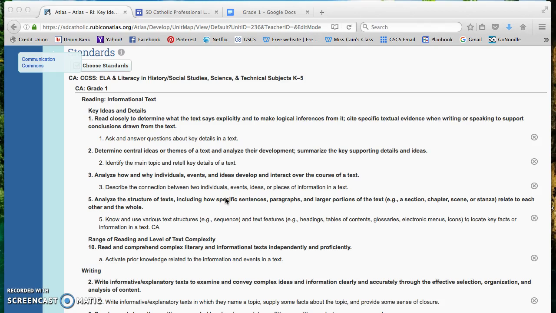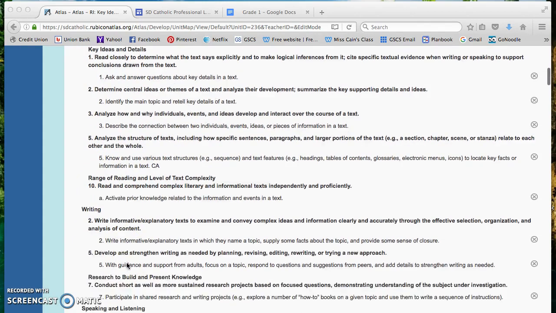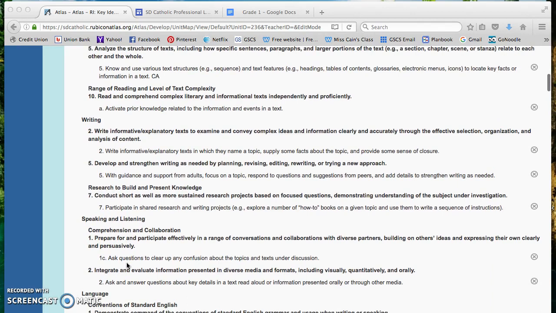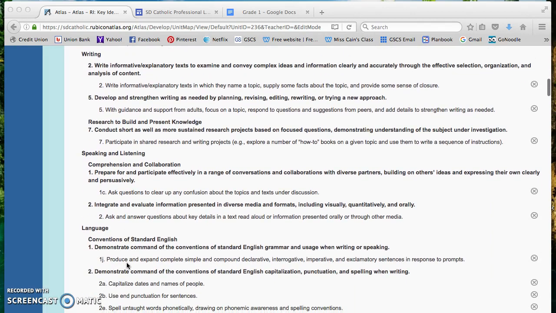So all the standards I have listed are standards that I will be assessing at some point throughout this unit. I included some more reading standards, standard 5 and 10. And then I included some writing standards and some language standards because at the end of this unit I'm going to be asking my kids to write an animal report about one of the animals we've studied throughout this unit. And I also included some speaking and listening skills because of all of the class discussions that we are going to be having throughout this unit.